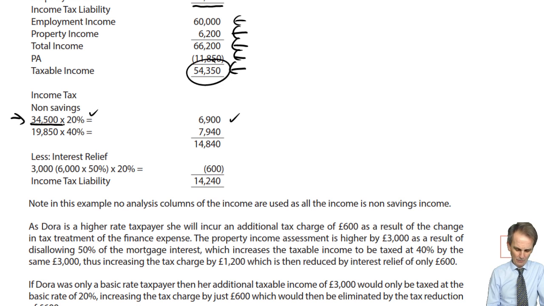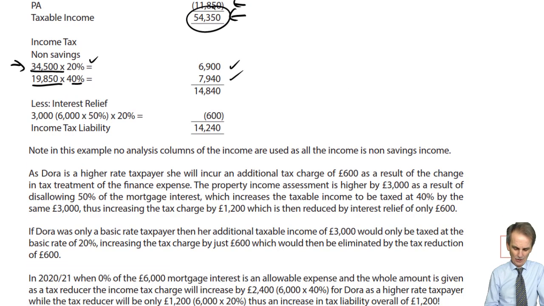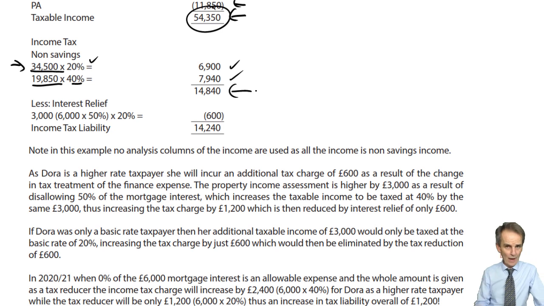54,350 minus 34,500 equals 19,850, I hope, which is at 40%. Get that figure of tax. You've got what would then have ordinarily been your income tax liability.